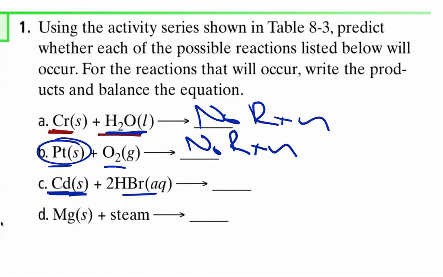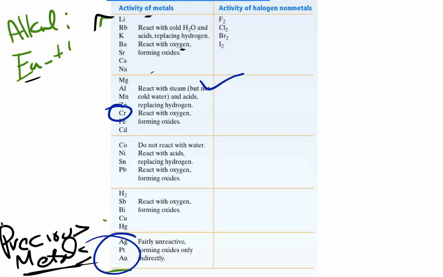Now we have to look at cadmium and hydrobromic acid. So hydrobromic acid, is cadmium going to react with this acid? Well, cadmium is fairly further down our reactivity chart, but notice where cadmium is. It's not our most reactive, but it's still reactive enough that it is going to react with our acids.